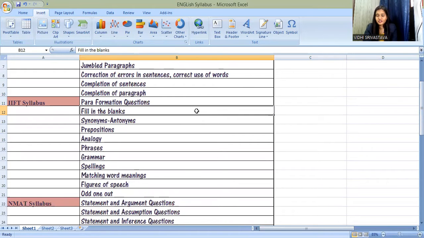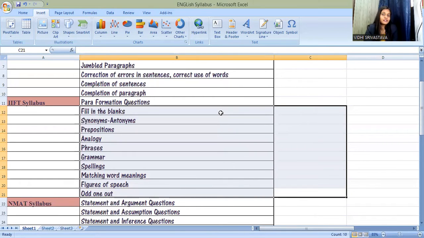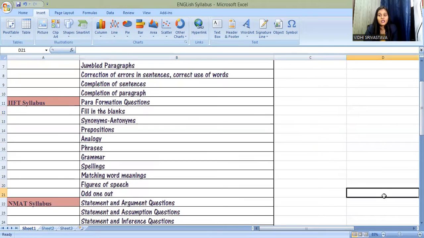Then there are prepositions, correct usage of prepositions, correct usage of grammar questions, analogy questions, spelling, matching word meanings, figure of speech, and odd one out. There are a lot of questions in IIFT that you have to focus on. So basically the whole English knowledge is judged in IIFT's English section.